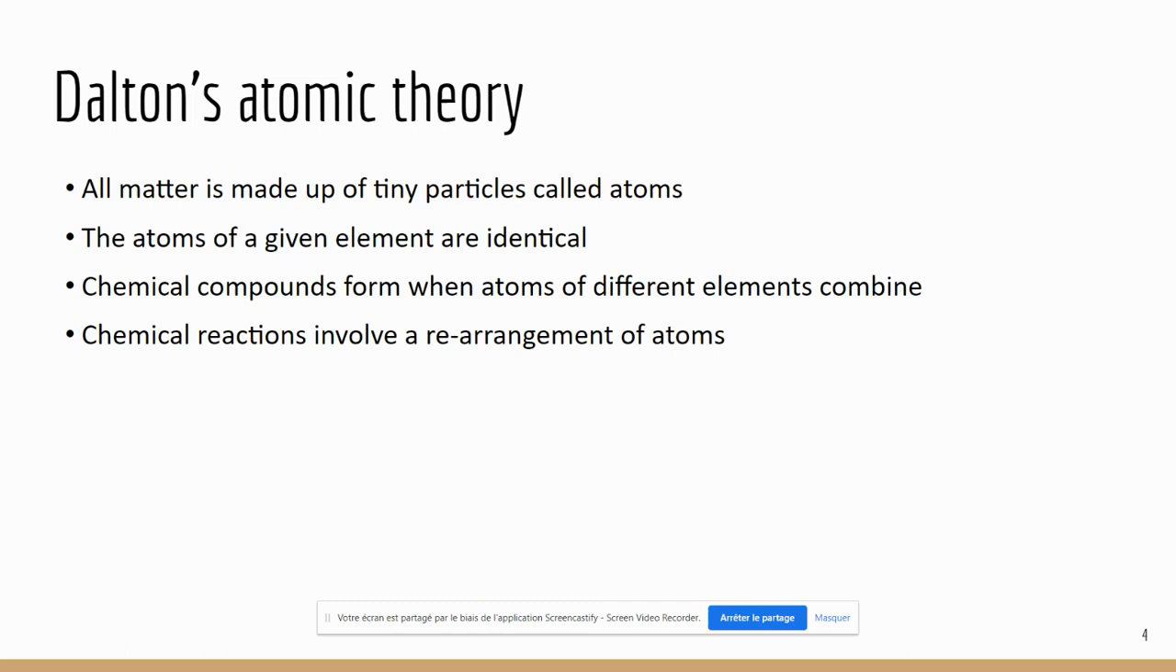The difference between isotopes is just the mass. It's not going to change the chemical properties. The third is that chemical compounds form when atoms of different elements combine, which you should already know. And then chemical reactions involve the rearrangement of atoms, not the creation of atoms and not the destruction of atoms, because of the law of conservation of mass.